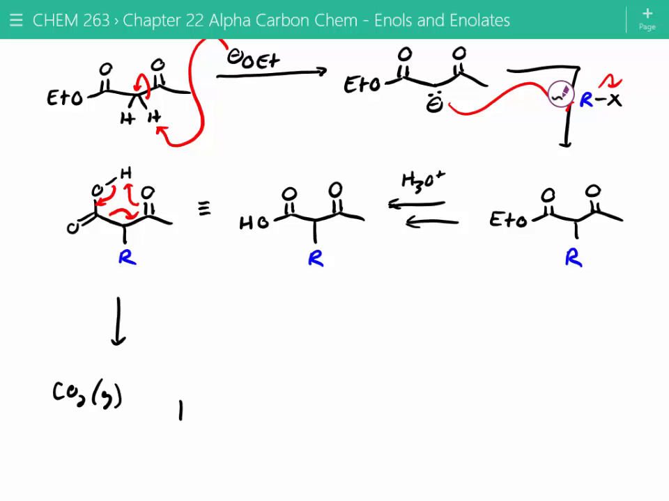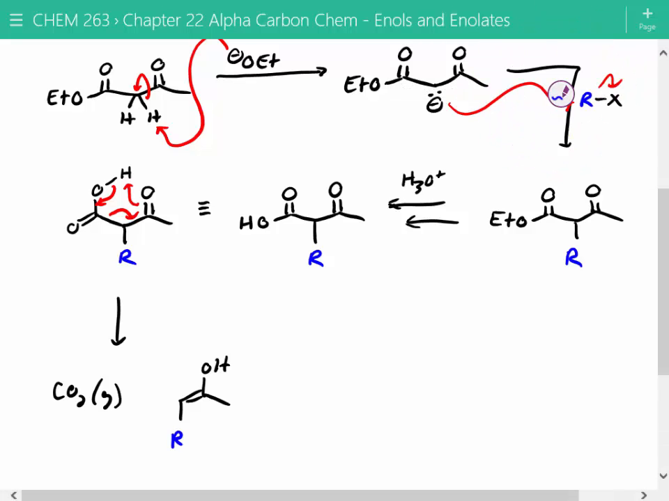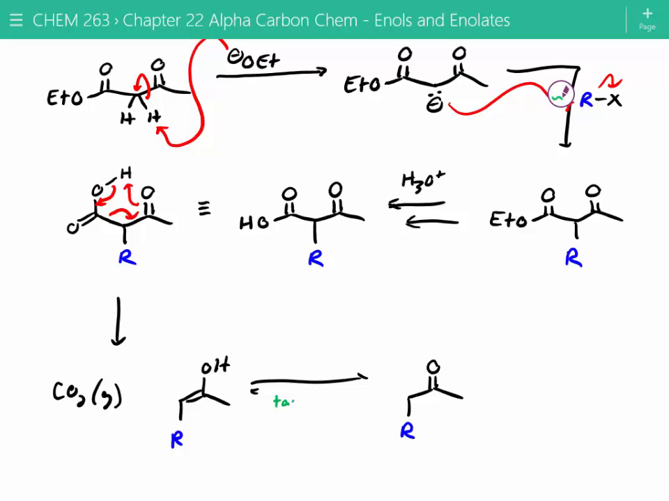Let me draw my double bond better. And we still have our R group on there. And this will quickly tautomerize back to our keto form, which is much, much more favorable. So it's a pretty similar reaction to what we just saw, but in this case you can form a ketone.